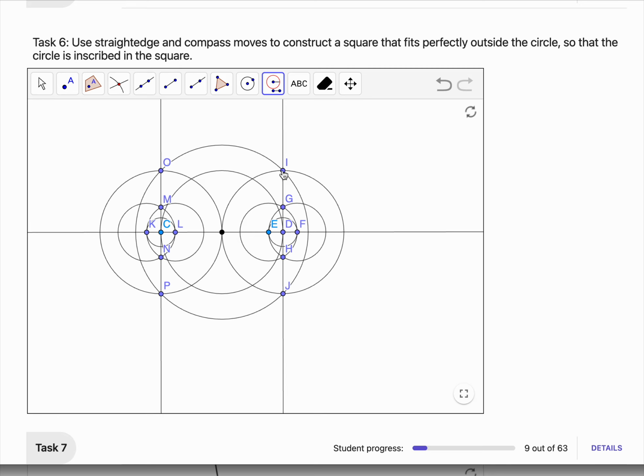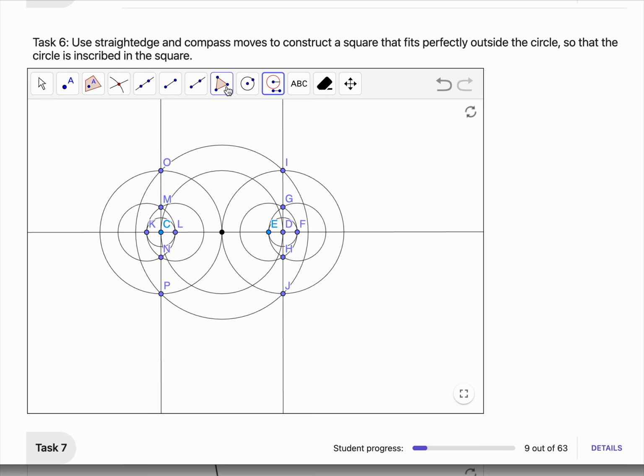So I could have used that a little earlier on to identify these two points. I didn't have to select them here. I could have just made one circle and gotten those. But again, I still had to make this perpendicular bisector in order to know where those were going to cross.